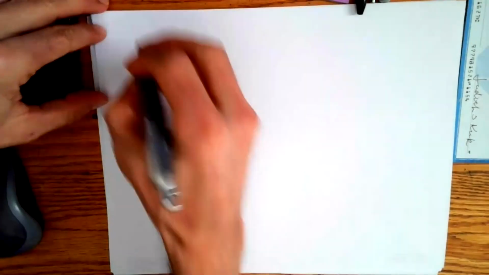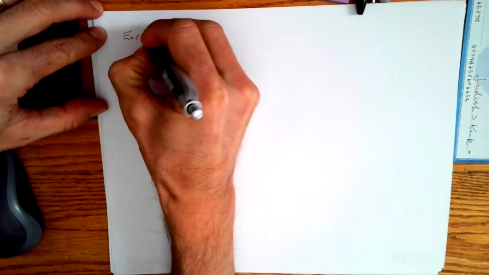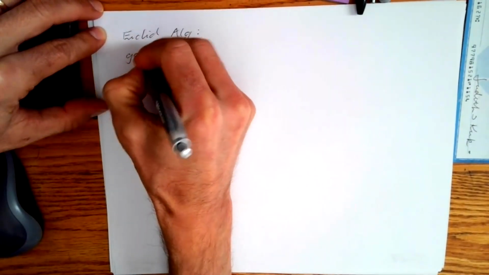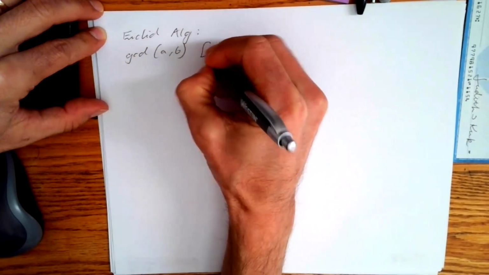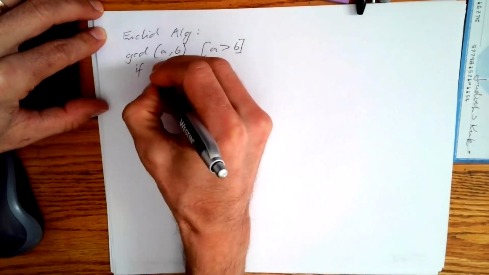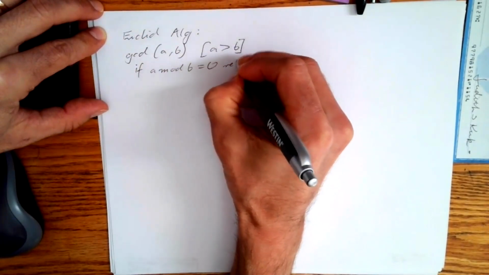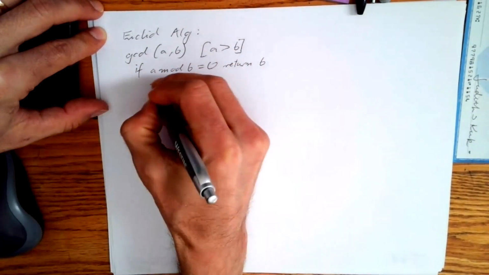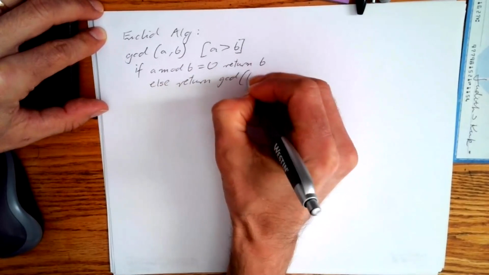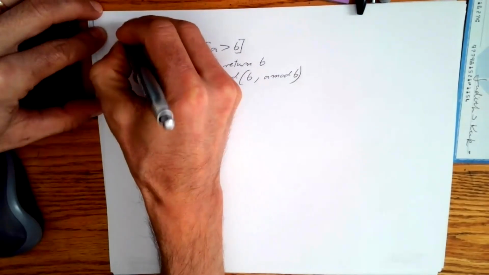Okay, and so again, what's the code? Euclid's algorithm: GCD on A and B, assuming A is greater than B, is if A mod B is 0, return B, else return GCD of B and A mod B. Okay, so that's the code.